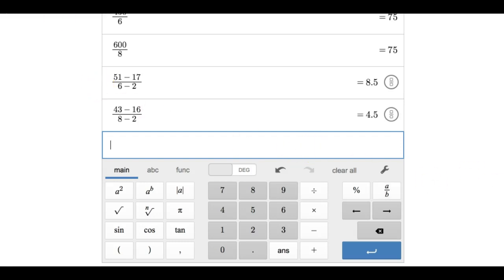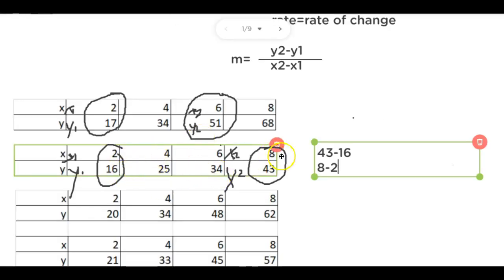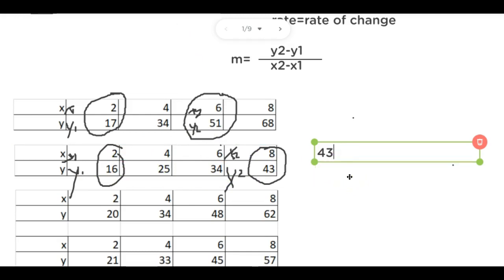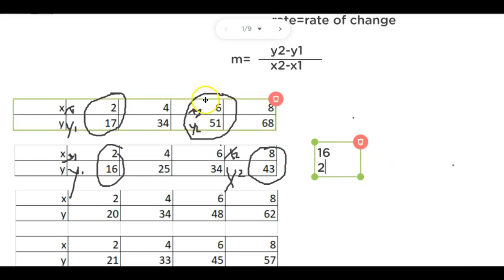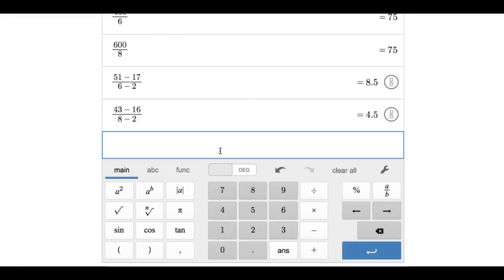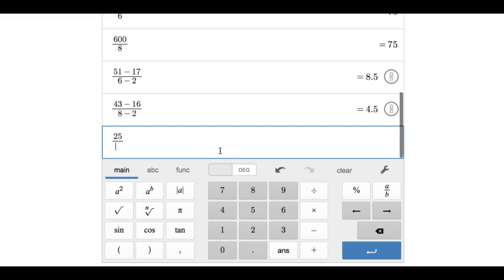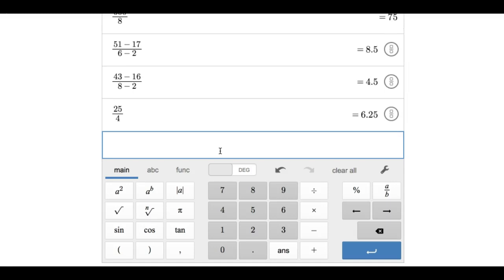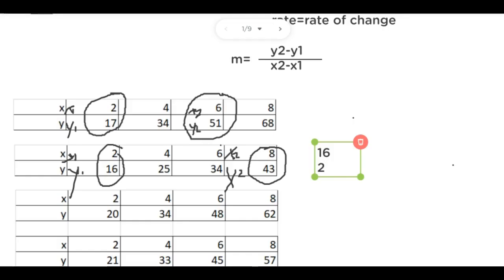Now, is it proportional? Let's look at it. Well, 16 over 2, I don't even need a calculator for that. 16 over 2 is 8. And we actually did this a second ago. 25 over 4 is 6.25. So no, it's not proportional. However, the slope is, what do we say the slope was? 4.5.